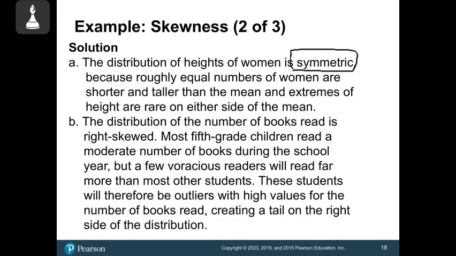Next example is the number of books read during the school year by fifth graders. So this one is probably going to be right skewed. Let's think about that. You're going to have those kids that are going to read a few books, right? 1, 2, maybe 3 books. But you're going to have those avid readers that are going to go out of the gate and read 10 books in the year. And you're going to have that 1 or 2 students that's going to read a bunch of books and is going to pull that right side tail further. So this, we would say, would probably be right skewed.